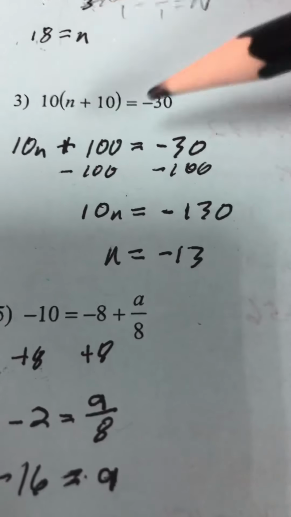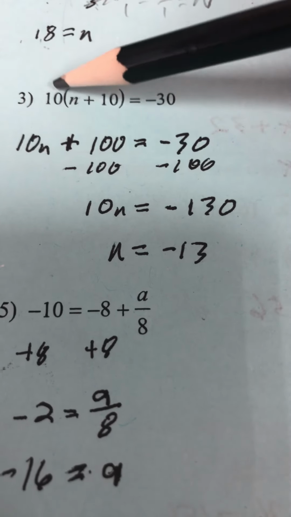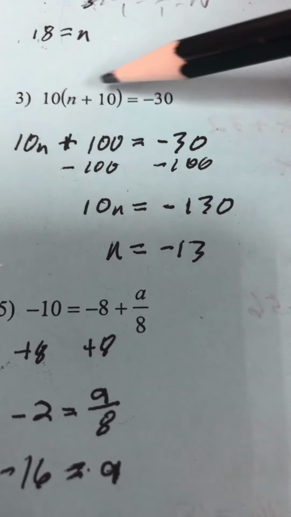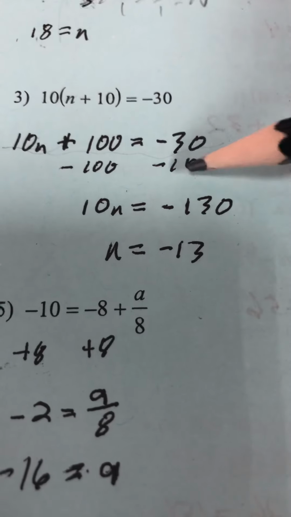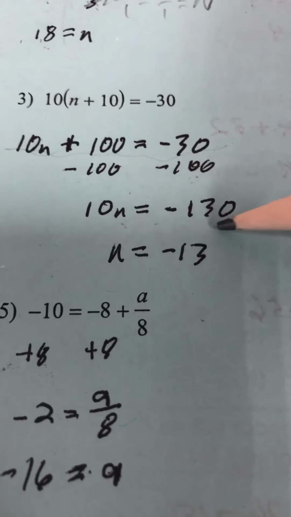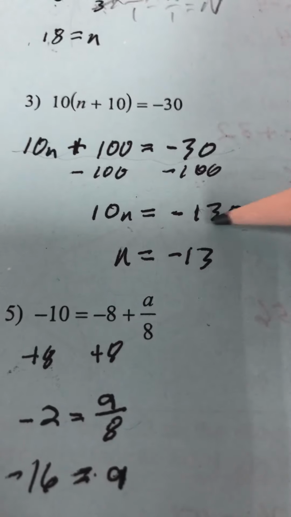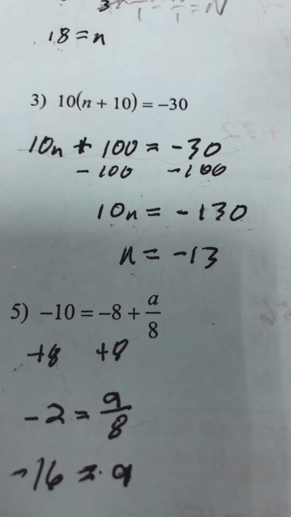I have to do the distributive property first. So 10 times n is 10n. 10 times 10 is 100. And so I just rewrite it like that. I subtract 100 from both sides. I end up getting 10n equals -130. -130 divided by 10 gives me n equals -13.